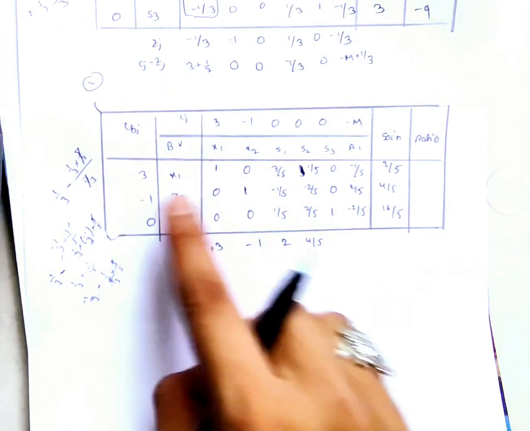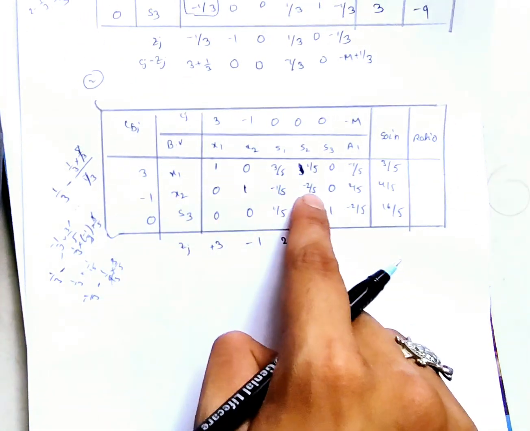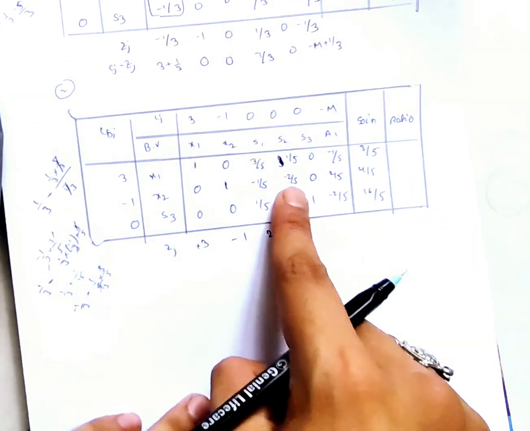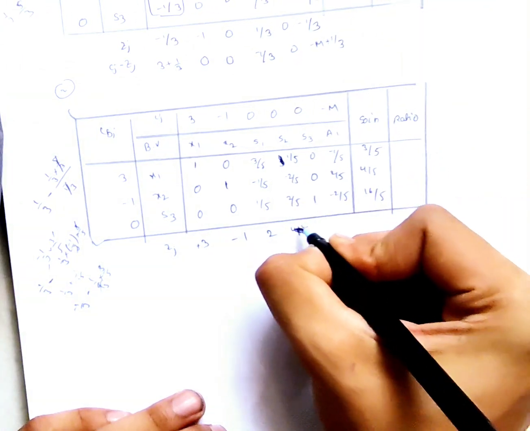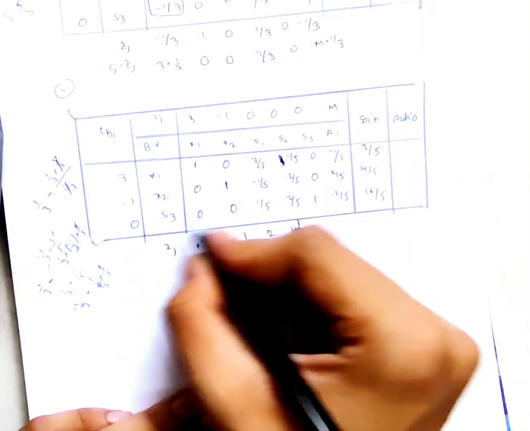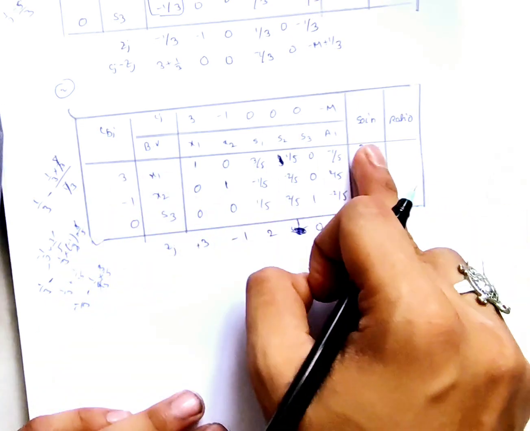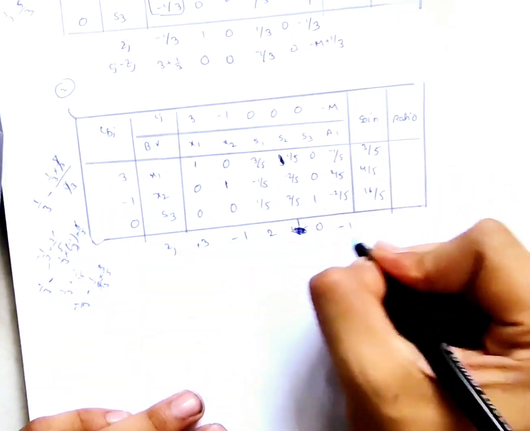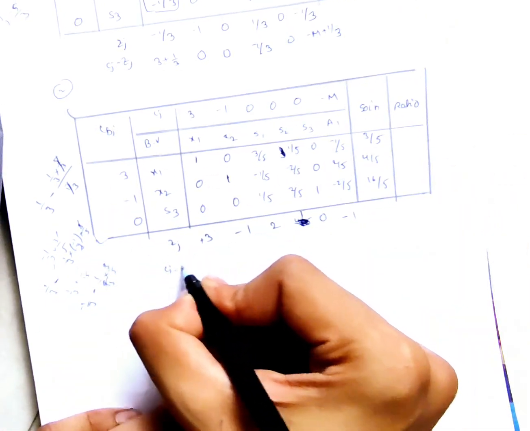Yeah, here what is it? 3 into 1 by 5 is 3 by 5 plus 2 by 5. 3 by 5 plus 2 by 5 is 5 by 5, that is 1. Sorry, 1. Okay. And similarly 3 into 0, 1 into 0, 0. Minus 3 by 5 minus 2 by 5 is minus 1. Okay. Now the Cj minus Zj value.